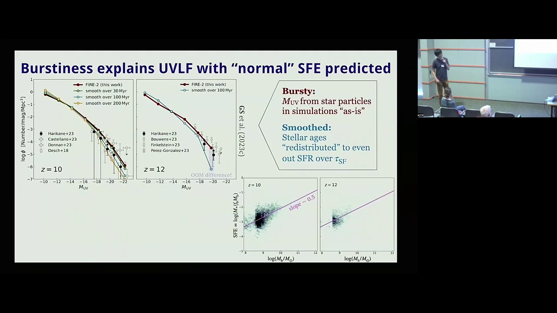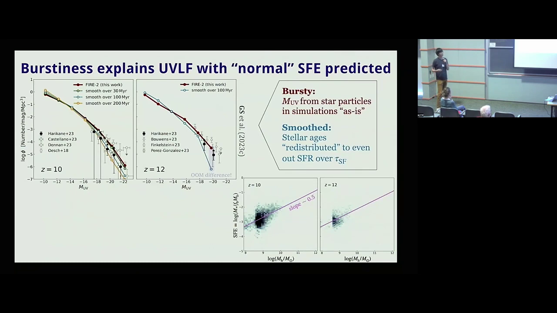So in the bursty case in red, we essentially evaluate the UV magnitude from the true ages of star particles in our simulations. And we did something different in the smooth case in blue, where we manually smoothed the star formation history on purpose by redistributing the stellar age distribution in order to smooth out the SFR fluctuations over some prescribed time scale.